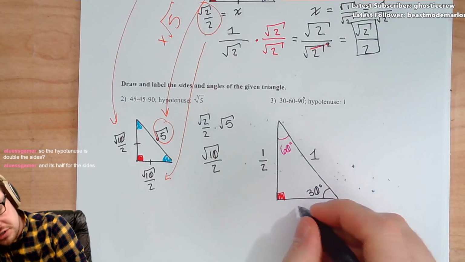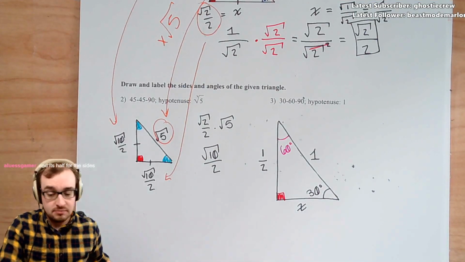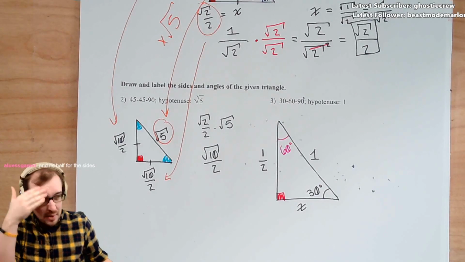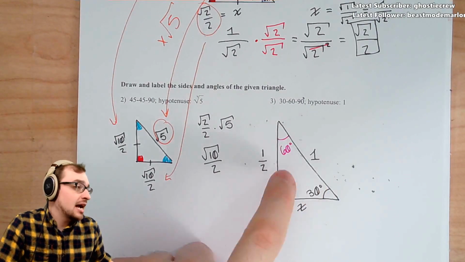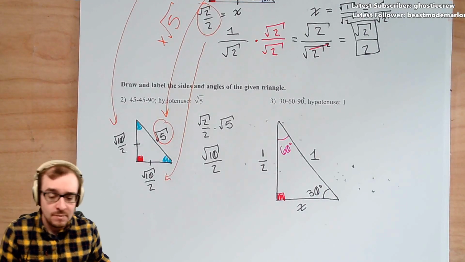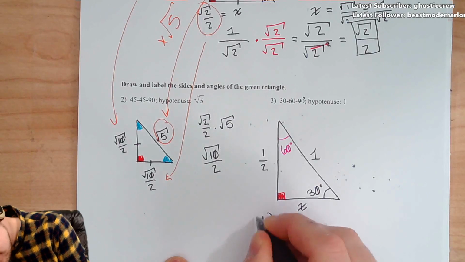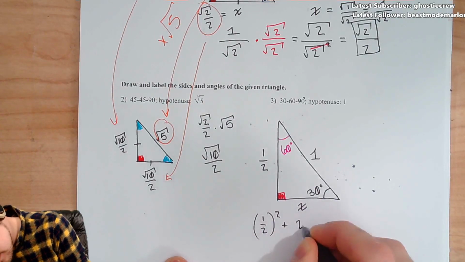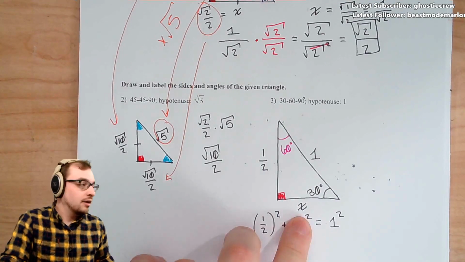Now, if you wanted to figure out what this is, maybe you forgot it, right? Maybe you don't have it memorized, because you use this a lot, so you might memorize it by accident. But if you don't have this one memorized, all you have to know is that the opposite of 30 is always half the hypotenuse, right? And then this guy we can do p-thag for, right? We can solve that, right?